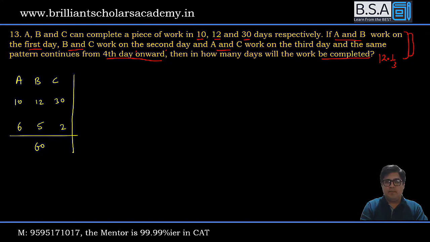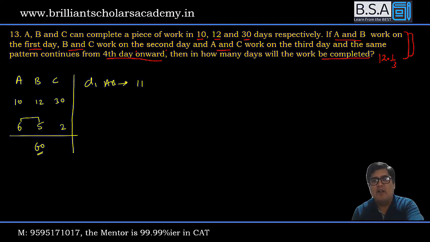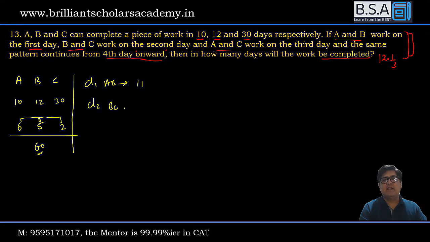Now, it's a very small number, 60, so I can manually complete this question. Day 1, AB come for work. So AB combined have a speed of 11 units of work per day. That is how much they can complete every day. On day 2, who comes for work? Day 2 it is BC. And what is the combined speed of B and C? 7 units.